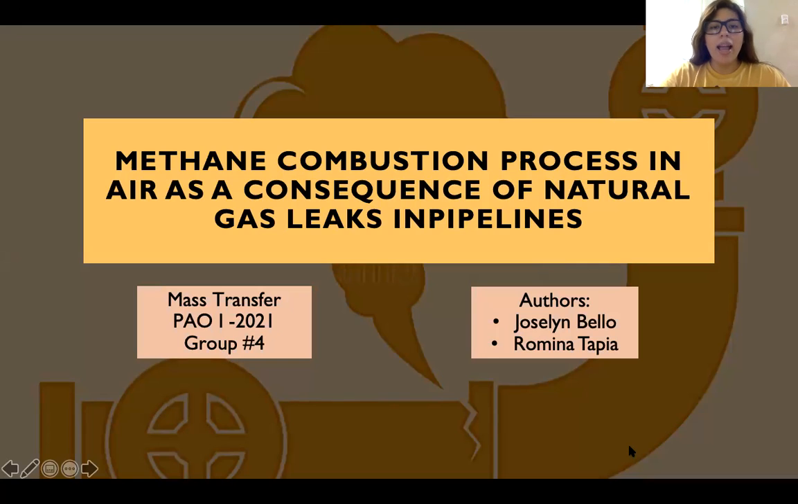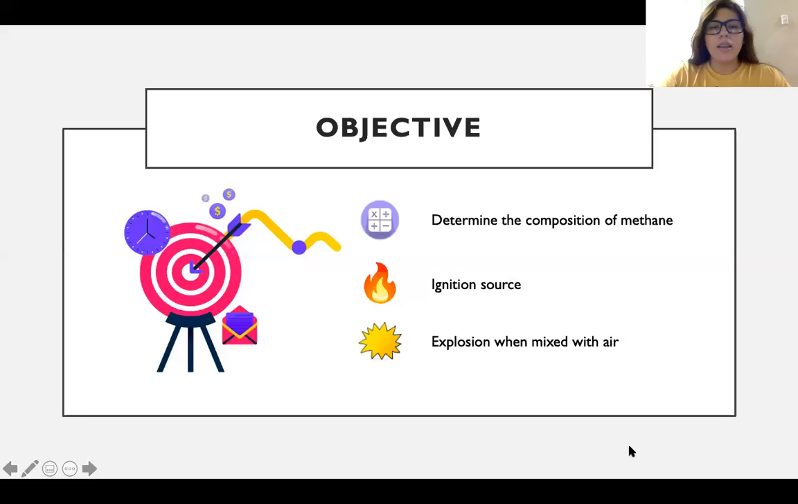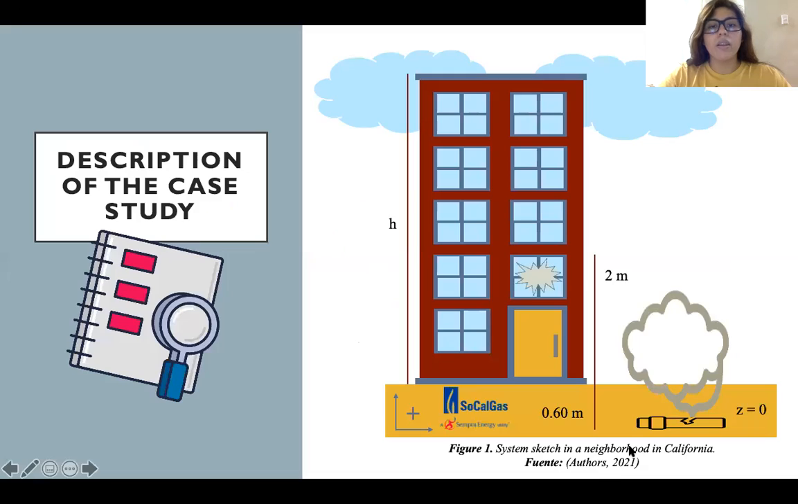I'm from Group 4, and I'm going to talk about the methane combustion process in air as a consequence of natural gas leaks in pipelines. The objective of our project is to find the composition of methane at a certain height where there is an emission source to determine if mixing with air will cause an explosion.